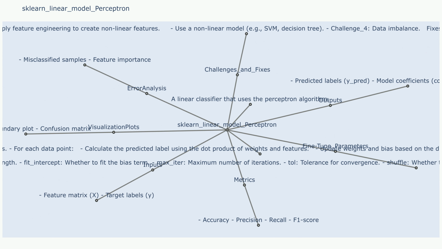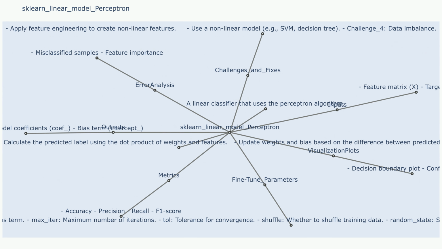Challenge 2: sensitivity to scaling. The perceptron is sensitive to the scaling of the features. If the features have different scales, the algorithm may favor features with larger scales.